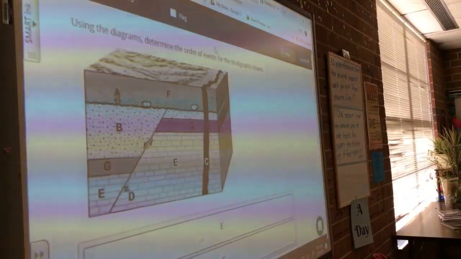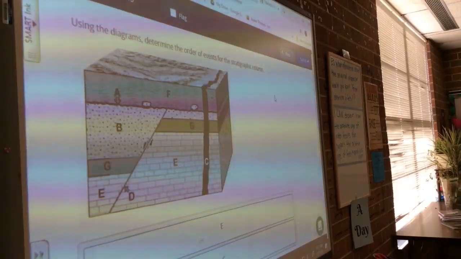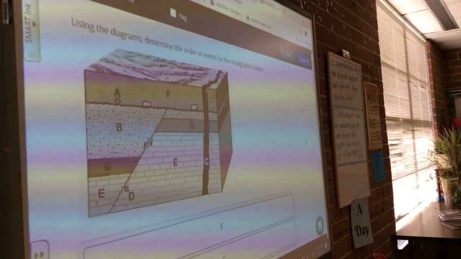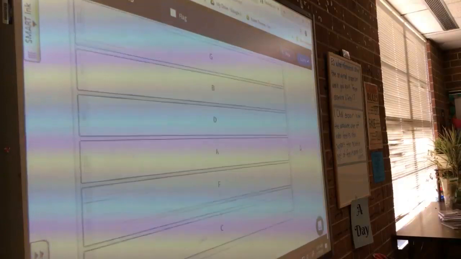Why is C the youngest? Because it went through all of them. It went all the way up. It went through all the layers, so it is brand new rock in relative terms, so it goes last. It's the youngest.